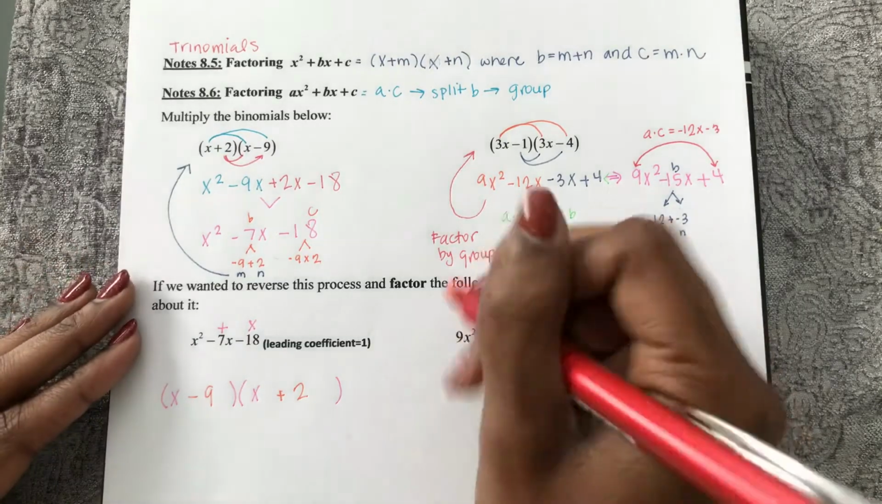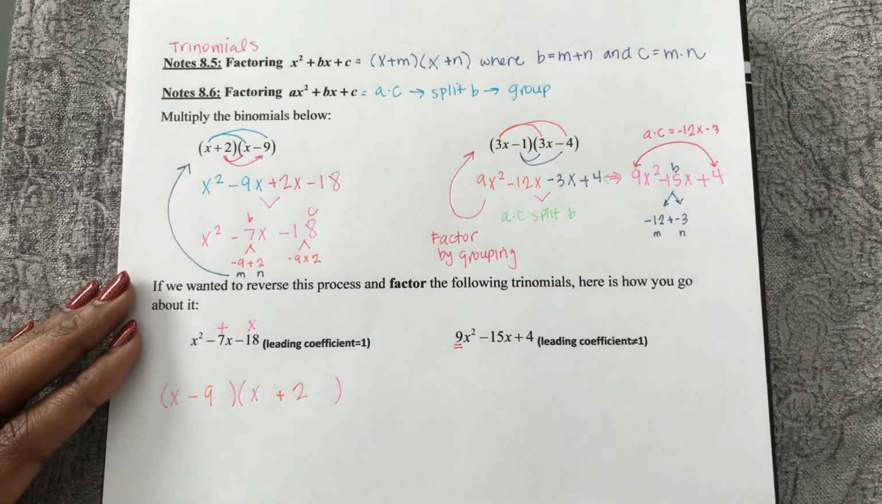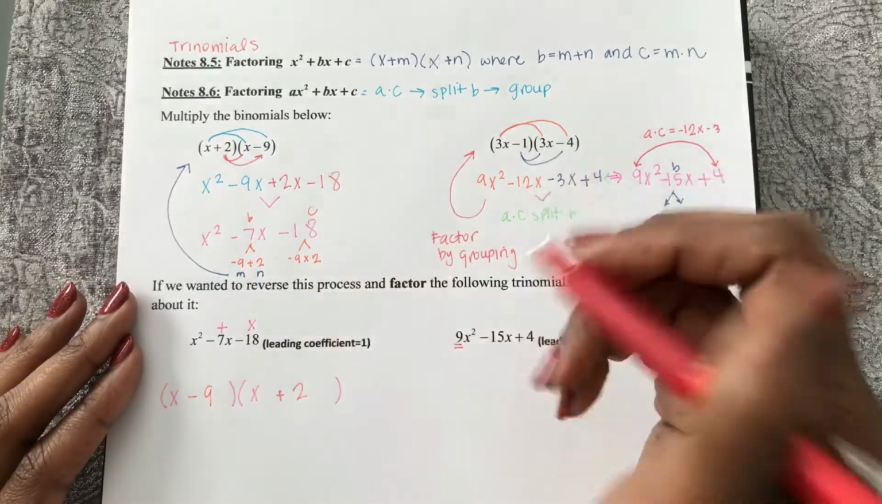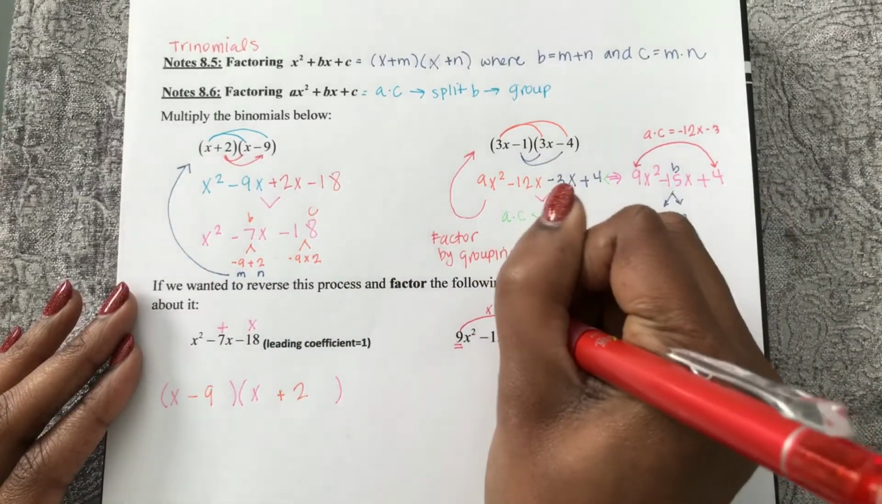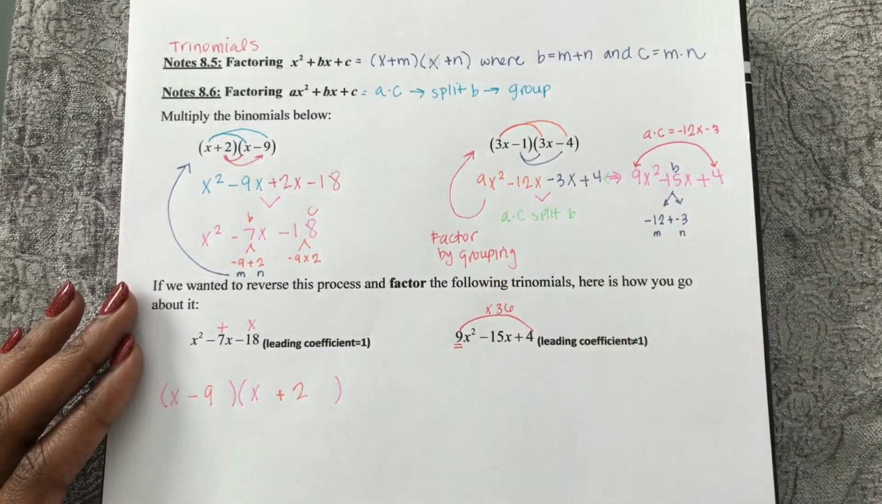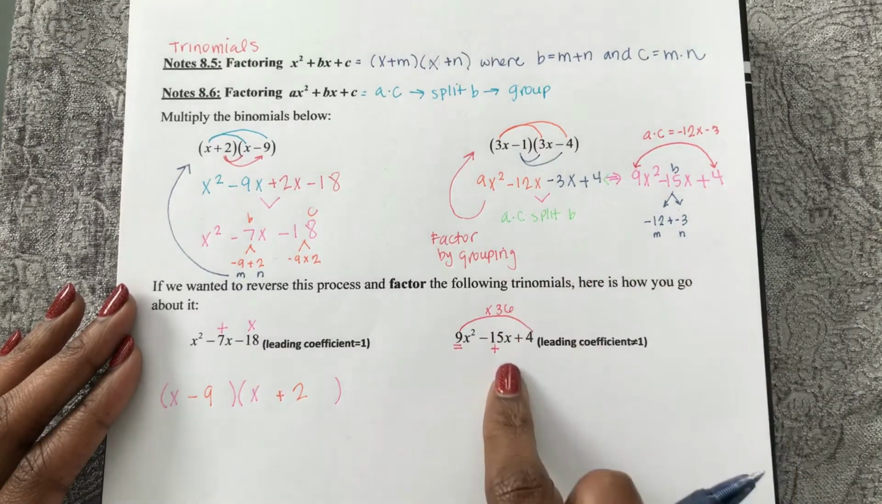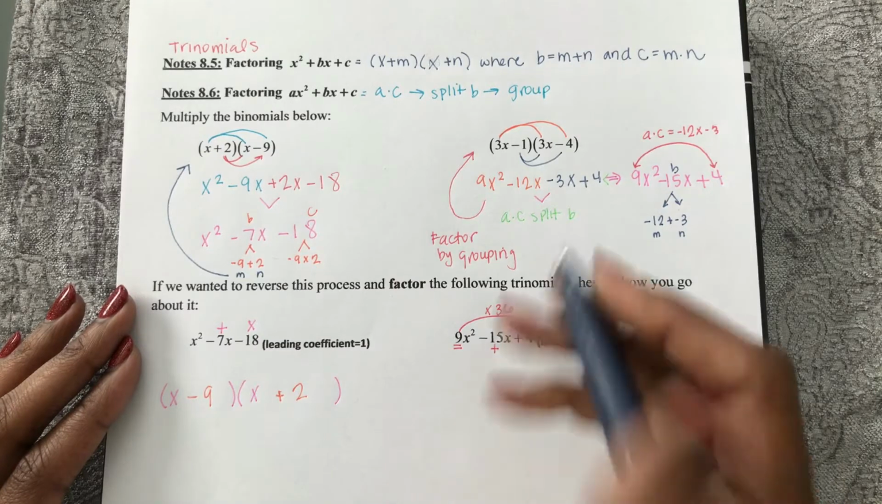Now, when your leading coefficient a is greater than 1, it's going to be a little bit more difficult. So remember, first we need to look at a multiplied by c. We're looking for something that multiplies to make 36, yet adds to make negative 15. What are those two numbers? Well, those numbers are going to be negative 12 and negative 3.